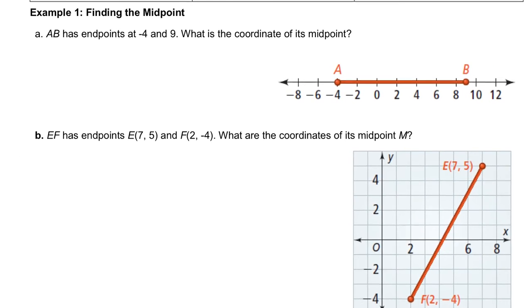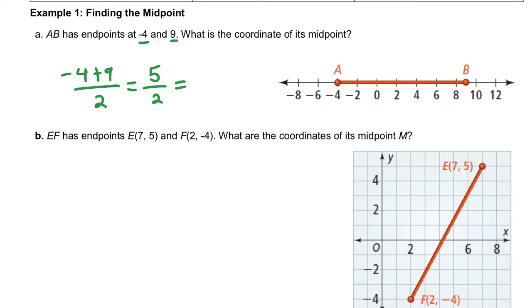So in example 1, finding the midpoint on a number line is fairly simple. The coordinates are -4 and +9. So it's just the average of -4 and +9. So I take -4 plus 9, divide that by 2. That becomes 5 divided by 2. And I would prefer 2.5.